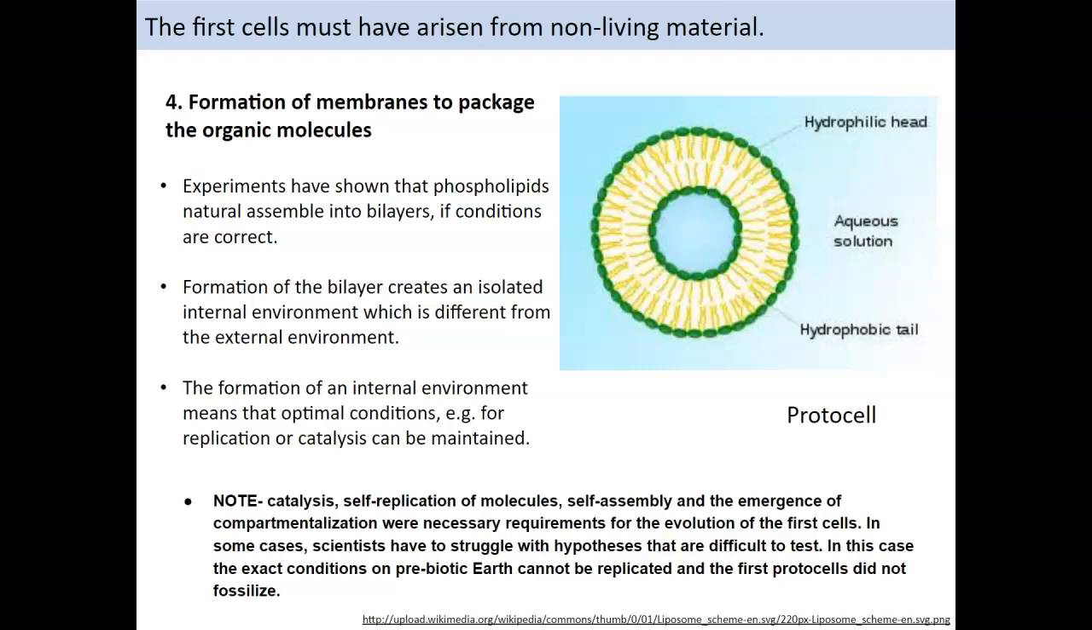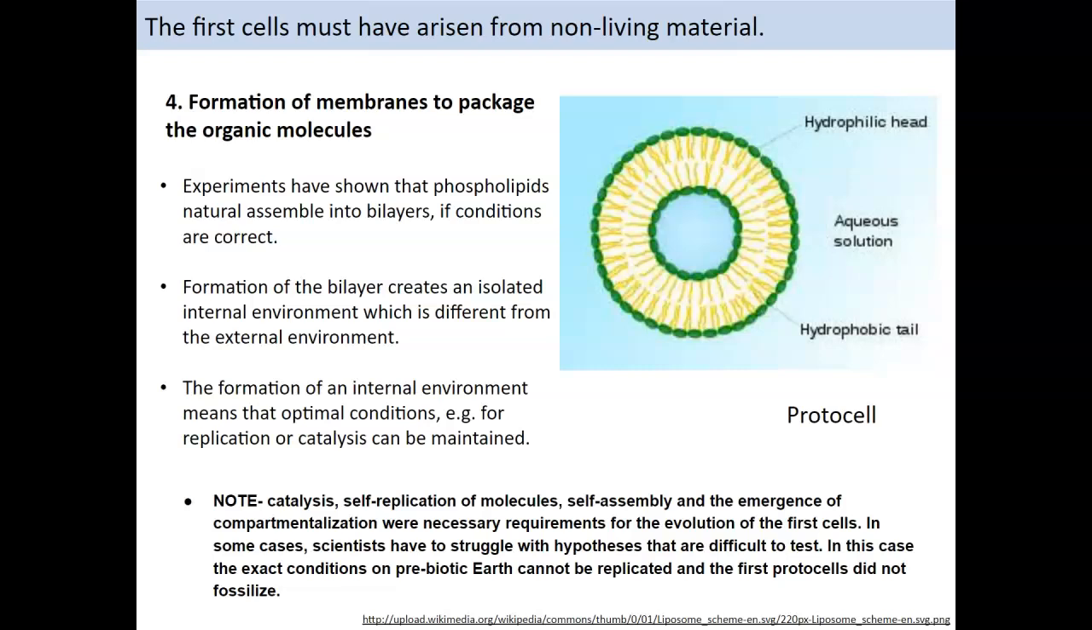After we had polymers to form, in order to maintain conditions that would allow for self-replication to occur, those polymers would need to be packaged. So they would need to be packaged in a membrane, a phospholipid bilayer that ultimately would create a microenvironment inside the cell that is different from the environment outside the cell.